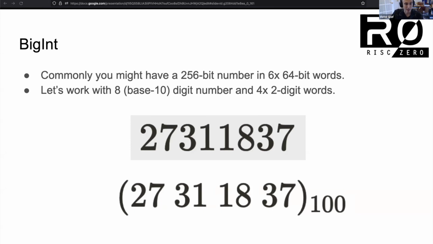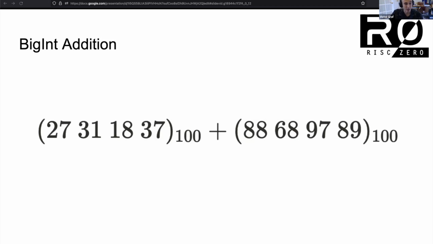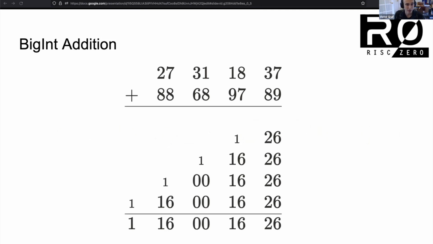So the first thing we're going to talk about is addition, being one of your more basic operations. So we're going to add these two numbers. And we kind of learned a method to do this in grade school. You line things up in columns. You take your number and split the digits out. In this case, instead of using one digit at a time, we're using one word at a time, which in our case is two digits.